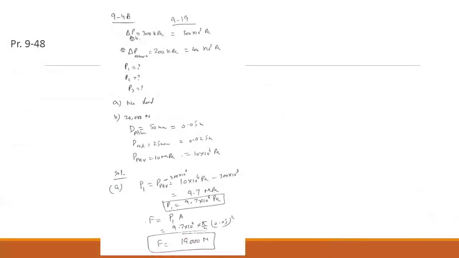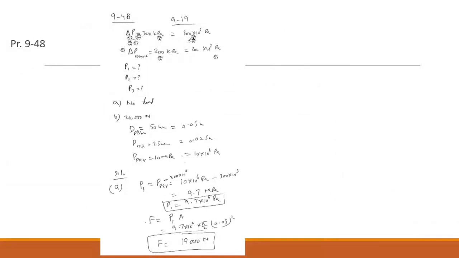Let's go to the solution. The solution says that delta P from the pump to the blank end of the hydraulic cylinder is 300 kilopascal, which is given. The pressure drop is given as 300 kilopascal.